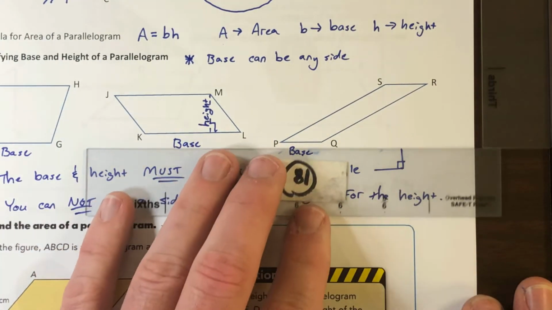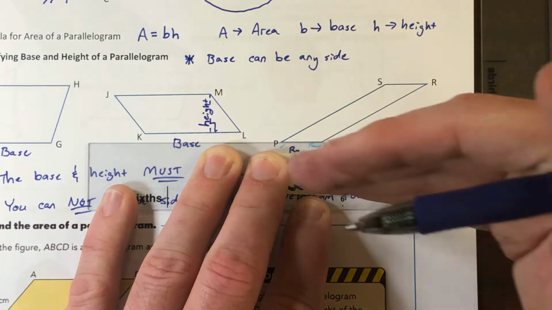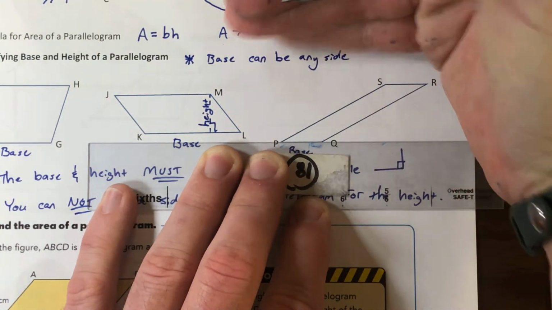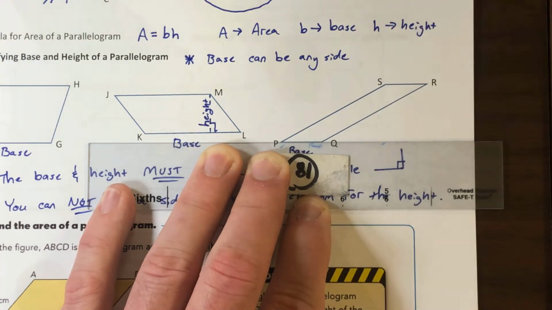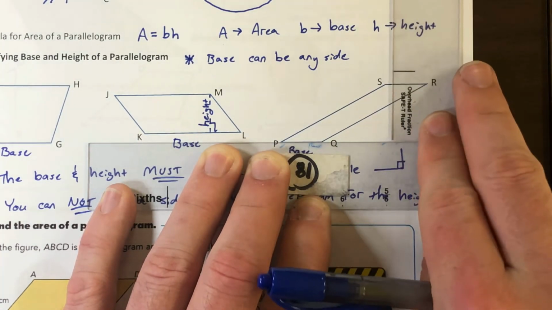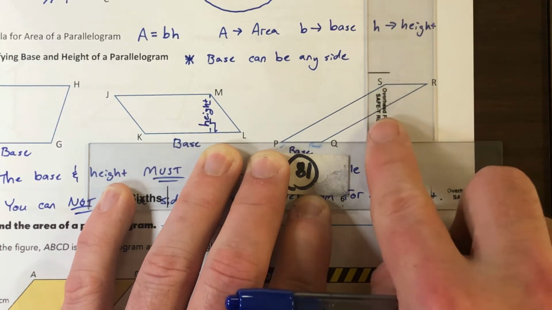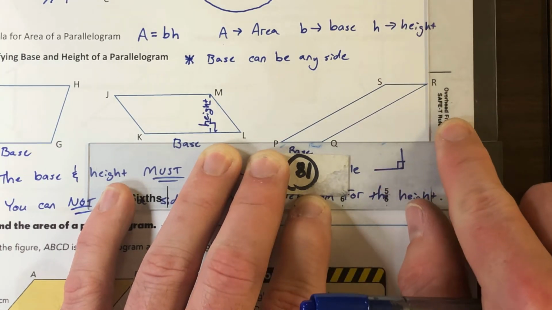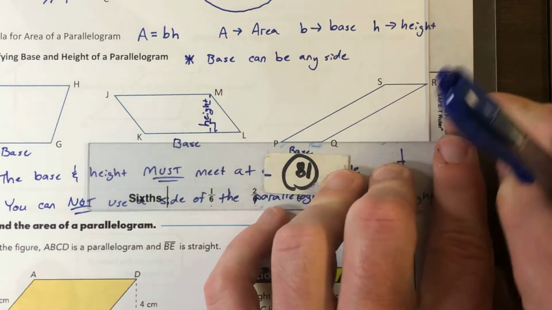So I put a straight edge on my base. Now the height is going to be the distance from there to the top. But notice the top is way over here to the right. So what do we do? Well, like on triangles, sometimes your height has to be drawn on the outside. So I would have to draw it all the way up to point R.